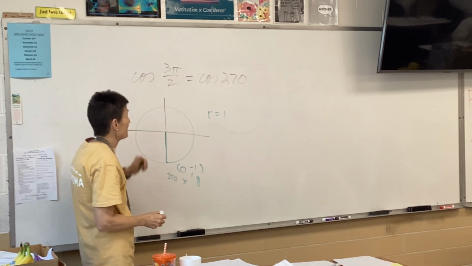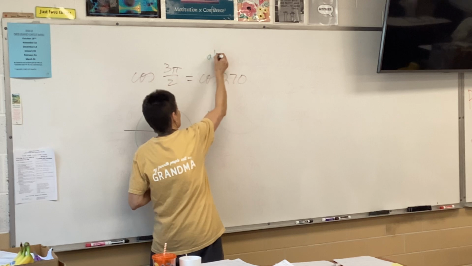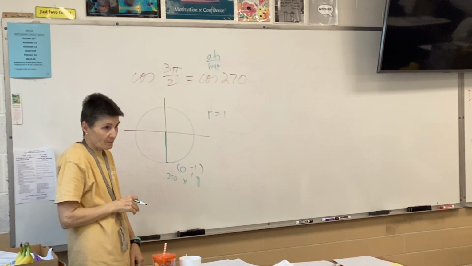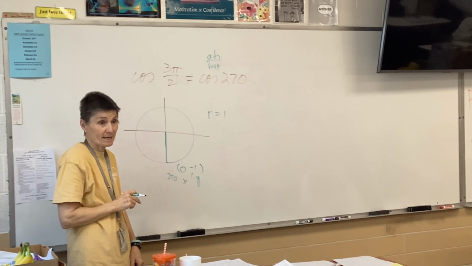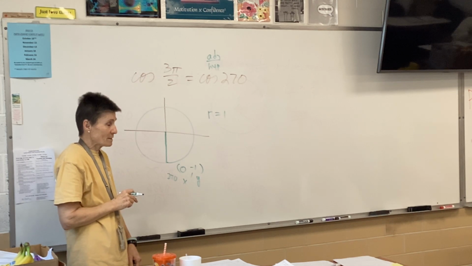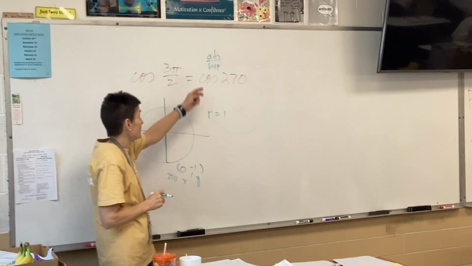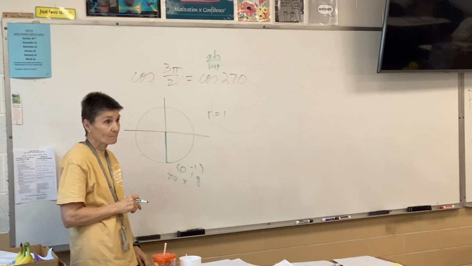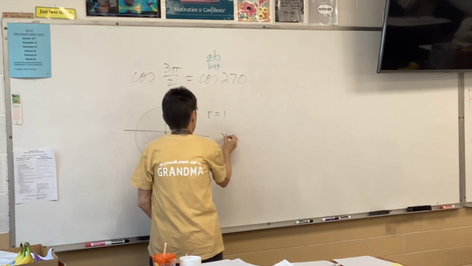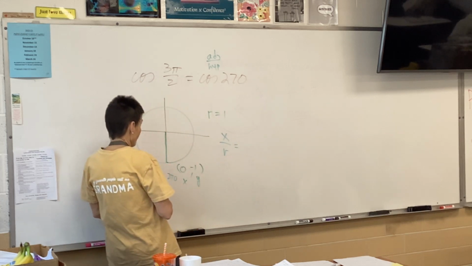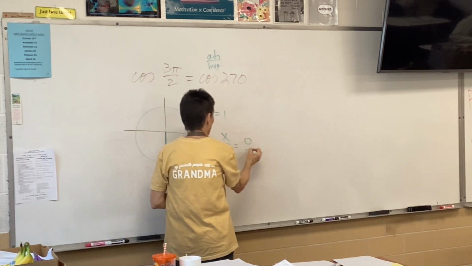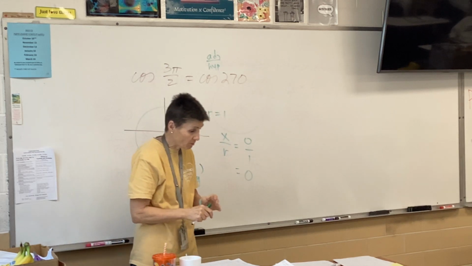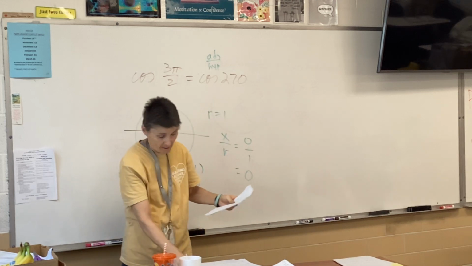Now normally when somebody says to me find a cosine, I think adjacent over hypotenuse. That's what pops into my head. But that only works if you have a triangle. What's my definition, my fraction for cosine if I have a circle? X over r. So x over r will be 0 over 1, which is 0. So the cosine of 3 pi over 2 is 0.